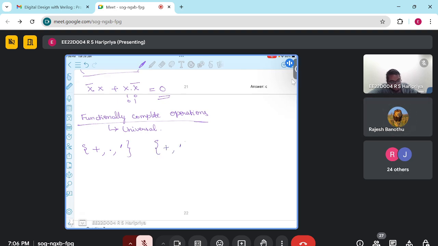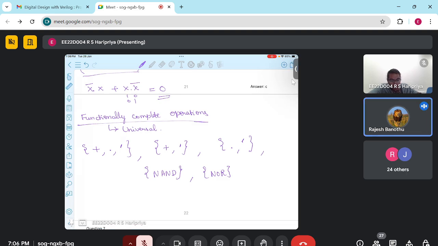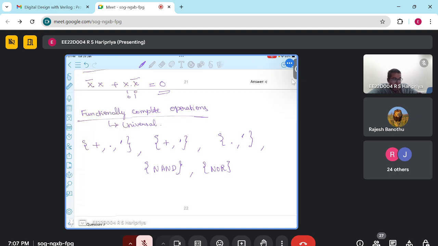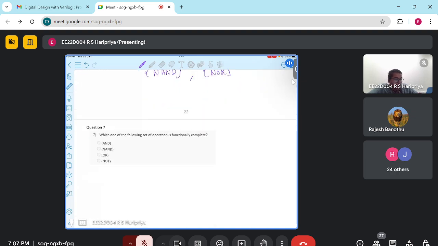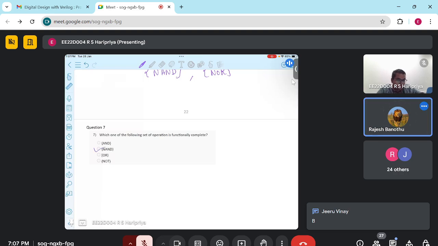So this is another set, and this is one more set, and NAND is a universal gate. NOR is also a universal gate. Okay, so the question is, which of the following sets of operations is functionally complete? Yes, any doubts? You can unmute yourself. Yes, option B is the correct answer.